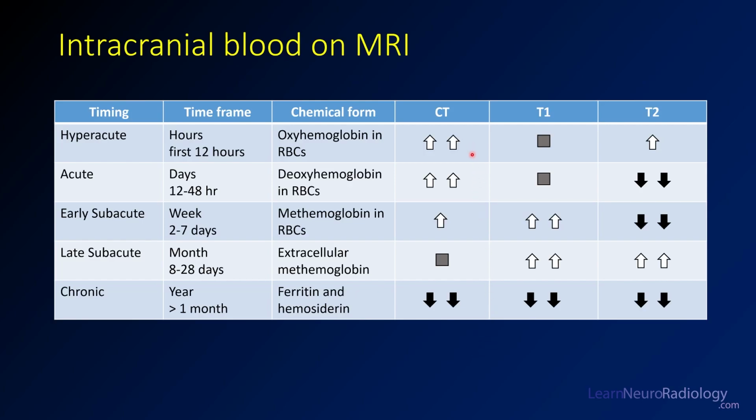On CT, it tends to be very bright and then gradually get darker. On T1, it tends to be isointense at the beginning. Once it becomes methemoglobin, it becomes bright, so you don't get that brightness on T1 until a little bit later. The T2 is really affected by the surrounding environment of the hemoglobin. So it tends to be very bright in the hyperacute phase, get dark, then get a little bit brighter again once the methemoglobin is extracellular. Later, it tends to be dark on everything: T1, T2, and CT. So if you're hyperacute, you really need to be thinking that it's isointense on T1 and hyperintense on T2.